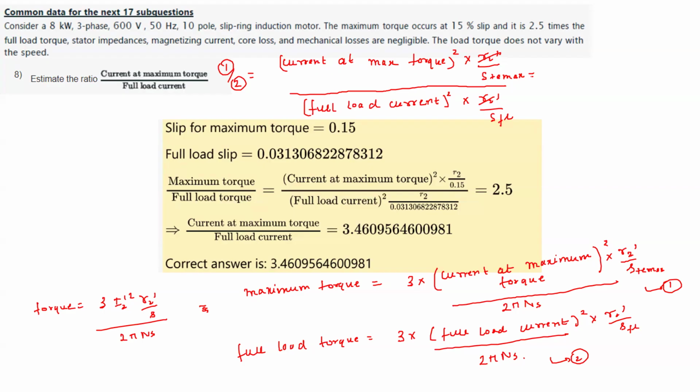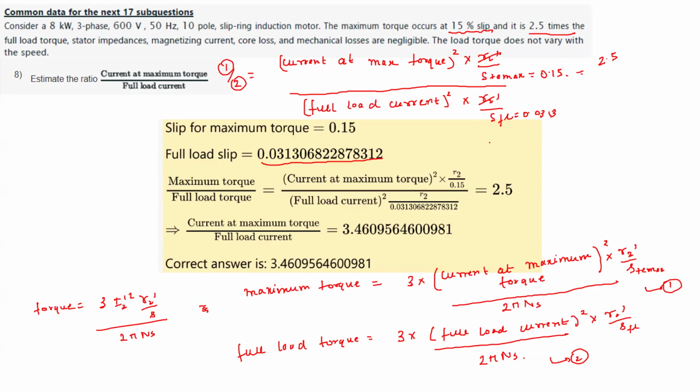Here slip corresponding to torque max, we have seen it is 15%. So this is 0.15. And full load slip we have calculated in the first question. This is 0.0313. Okay. And the ratio of the two torques, we have seen that the maximum torque is 2.5 times the full load torque. So maximum torque by full load torque will become 2.5. Okay, it is given in the question that the ratio of the two torques is 2.5. So again, you have to cross multiply and solve properly. If you do that, you cross multiply and then take the root.